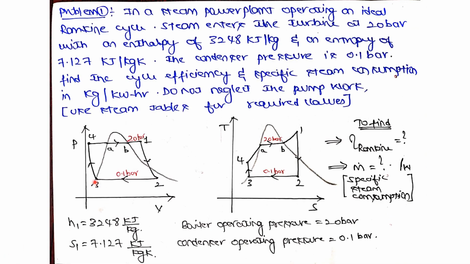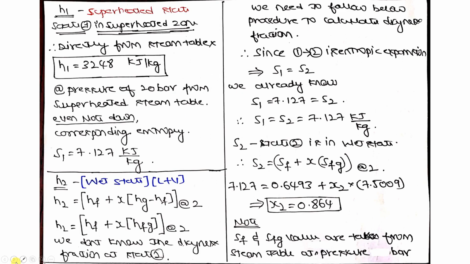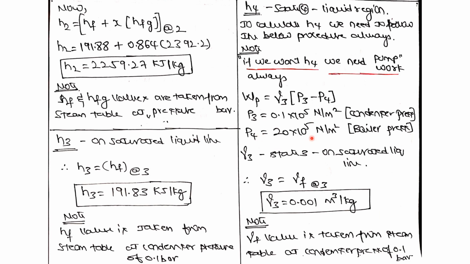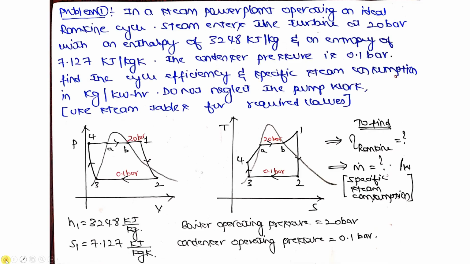Now we have to calculate the value of V3, which is small v3, the specific volume at state 3. Where is my state 3? My state 3 is on the saturated liquid line. If it is on the saturated liquid line, how do I calculate my specific volume? Specific volume at this state is equal to Vf only. So V3 is equal to Vf at state 3. How do I calculate Vf at state 3? First go for state 3. Where is state 3? Here it is.